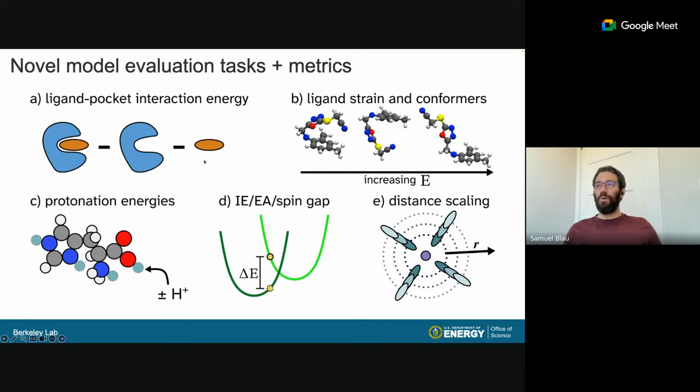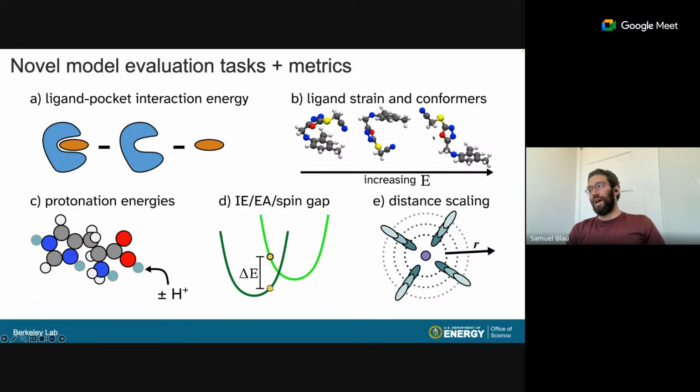So the first one is ligand pocket interaction energy. Again, protein ligand binding is central to a lot of biochemistry and drug development. Here we basically define the change in energy due to the interaction between the ligand and the pocket. You can get that by taking the total energy and forces of ligand plus pocket, minus the energy and forces of the pocket by itself, minus the energy and forces of the ligand by itself. That delta tells you how the interaction between the ligand and the pocket changes the energy and the forces.